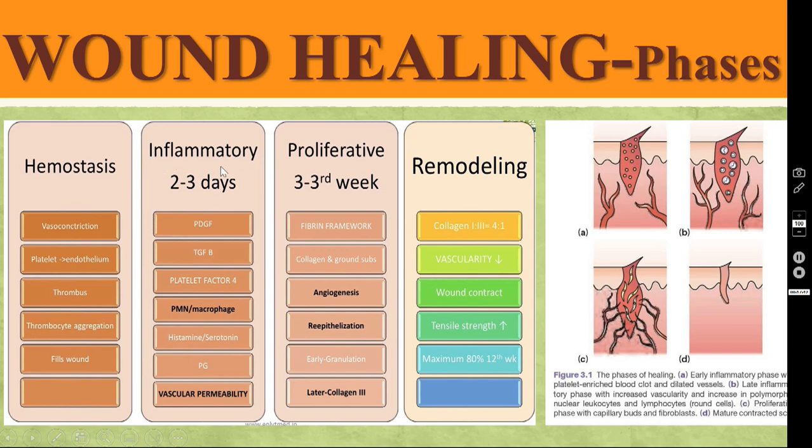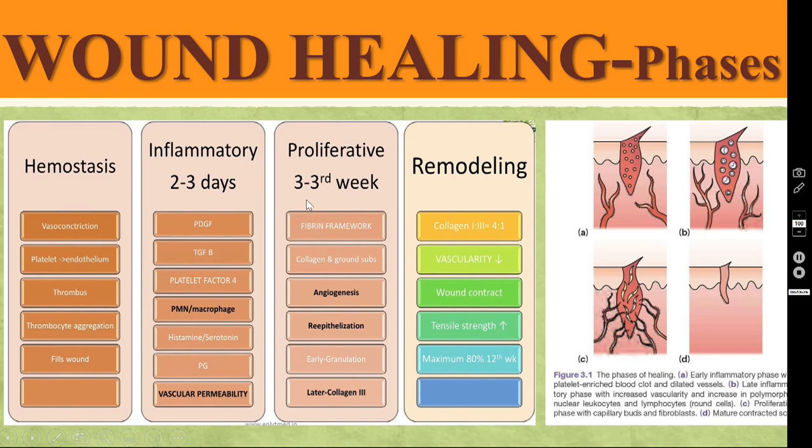The late inflammatory phase, at 2 to 3 days, is mainly where the cells will be attracted towards the wound, mainly the polymorphs and macrophages, because of growth factors like platelet derived growth factor, TGF beta growth factor, platelet factor. All these things will attract the polymorphs and the macrophages to the wound. Vascular permeability also will increase in this inflammatory phase.